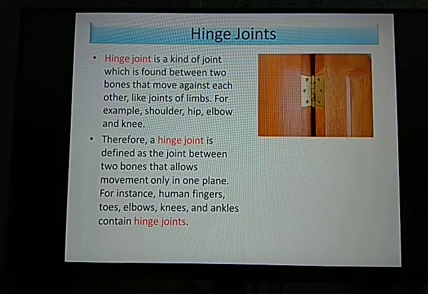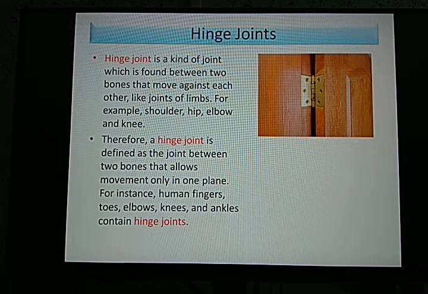So a hinge joint is defined as the joint between two bones that allows movement only in one plane. Yes, one plane means we can move either front and back, but we cannot move it in a sideways direction. In the sideways, it doesn't bend much. So only in one plane we can bend our bones. Say for example, human fingers. If you bend your fingers, we can bend them only front and back. We cannot bend them sideways, can we?